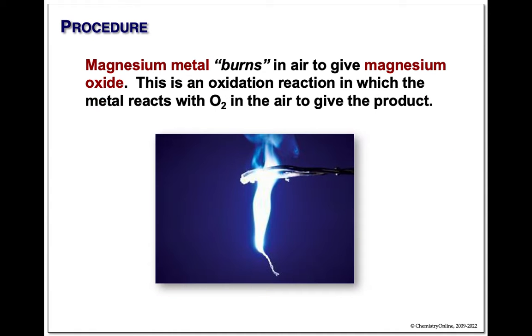All right. What we're going to do is, like I said, react magnesium metal with oxygen in the air. We will take the mass of the magnesium metal. Mass divided by molar mass gives us moles of magnesium. We will add the oxygen to the magnesium. Take the mass of this little ribbon when it's done. Subtract it. That will give us the mass of oxygen. Again, mass divided by molar mass. So we know moles of magnesium and moles of oxygen.